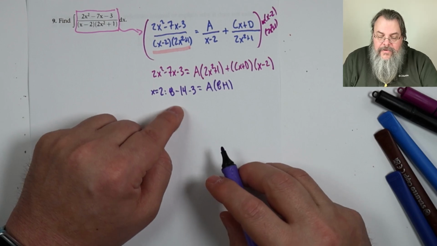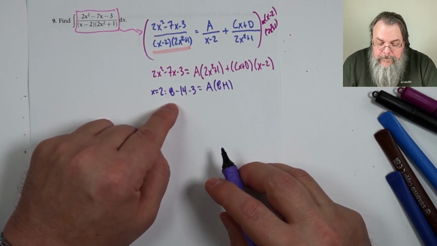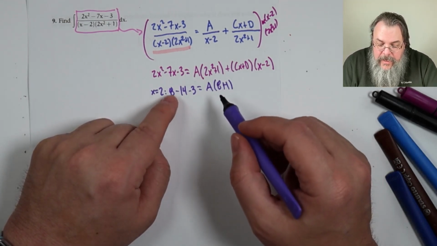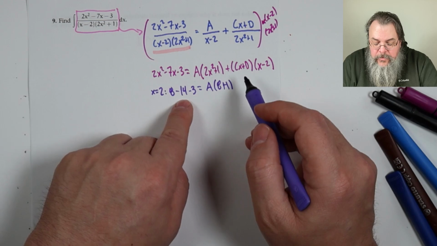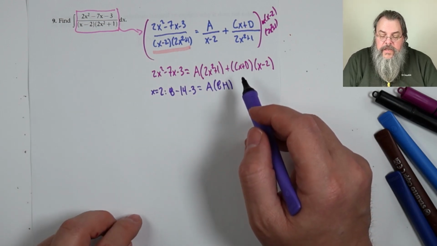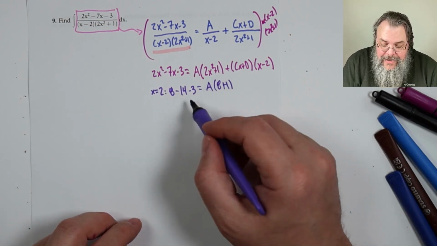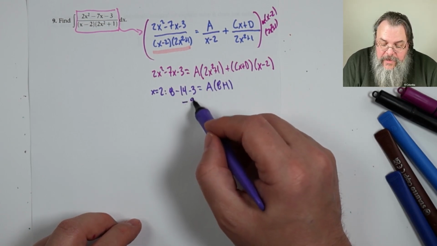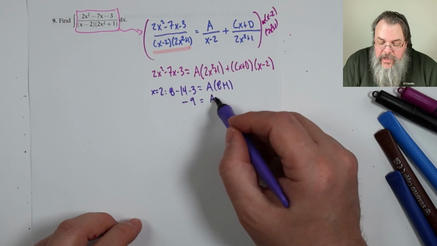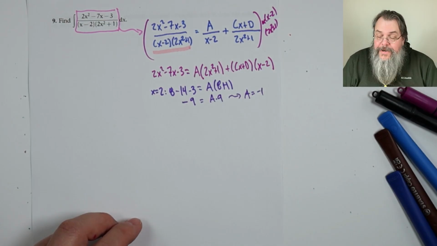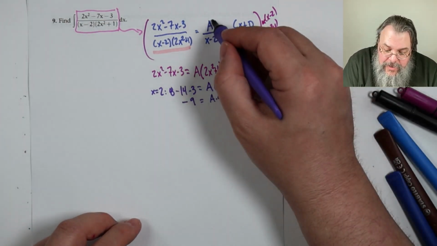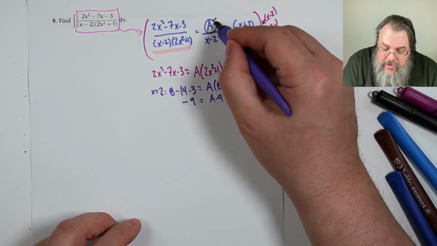All right, so let's see what we have. 8 minus 14 minus 3 is 8 minus 17, and that's negative 9 equals a times 9. And so a is negative 1. Okay, good. So we can even just mark it up here. This is negative 1.